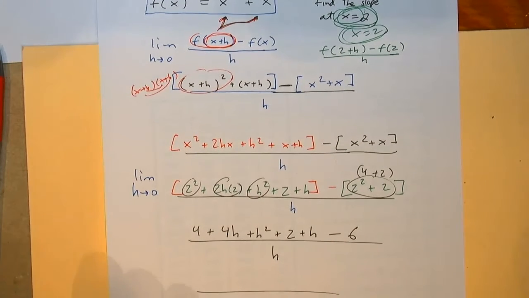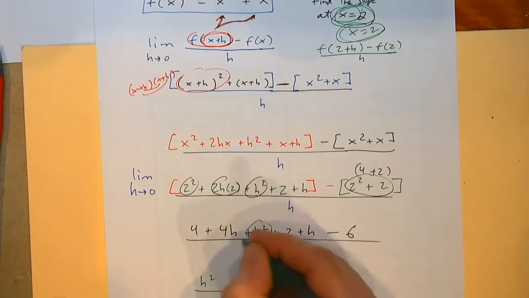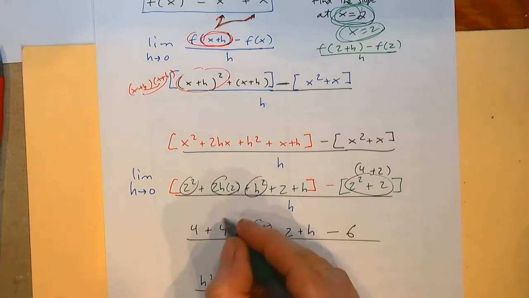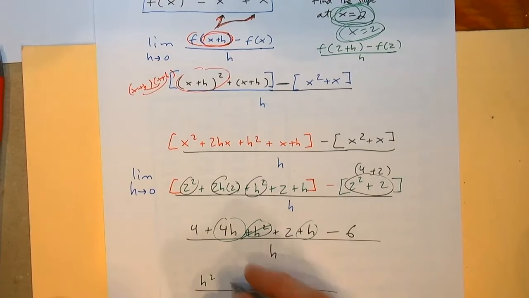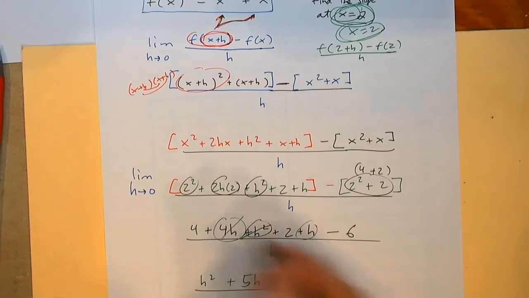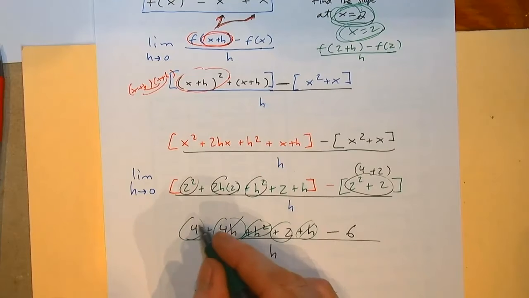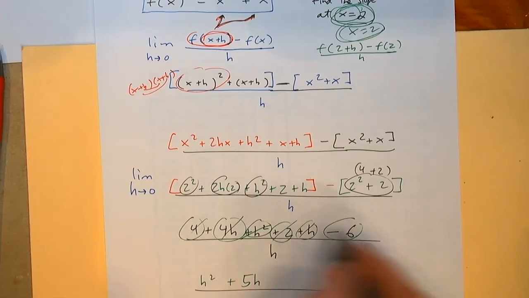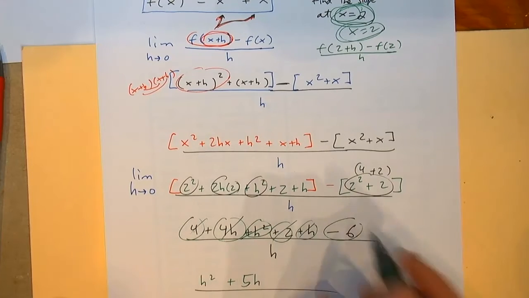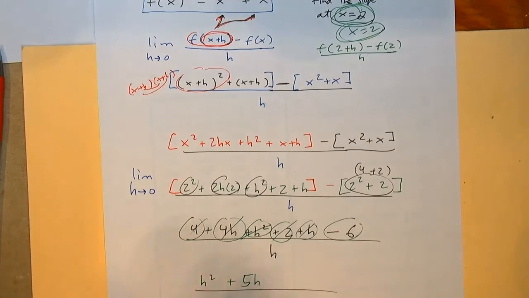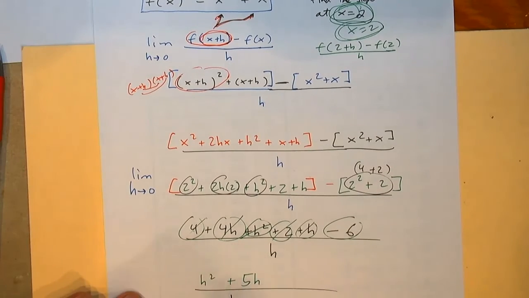Simplify the top some more. Let's see what we can put together. We got an h squared. Let's put that first, and let's combine like terms. Here's 4 h's, and here's another h, so that's 5 h's. And we got a 4 plus 2, that's 6. Ooh, and 6 minus 6 is gone. Awesome. And on the bottom, once again, all we have is h.